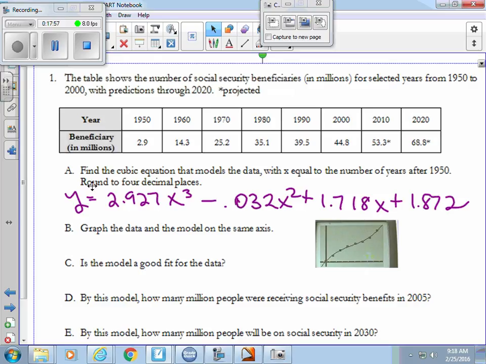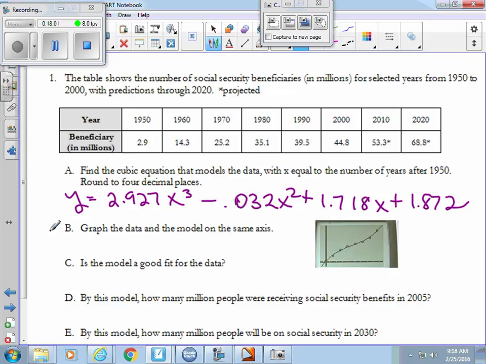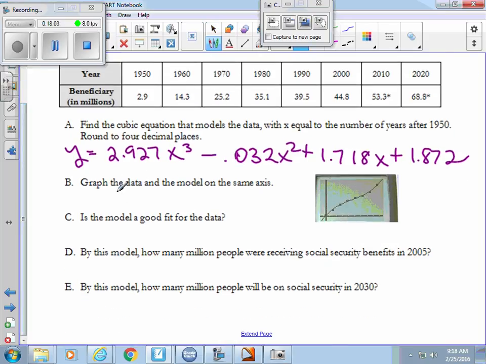I cheated on my graph. Got technological. If it does say graph, do I need to see a picture on your homework? Yes, if you can do this and put it there, that's fine, but somehow I need to see a picture. Is the model a good fit? Does this appear to fit pretty well? Yes.